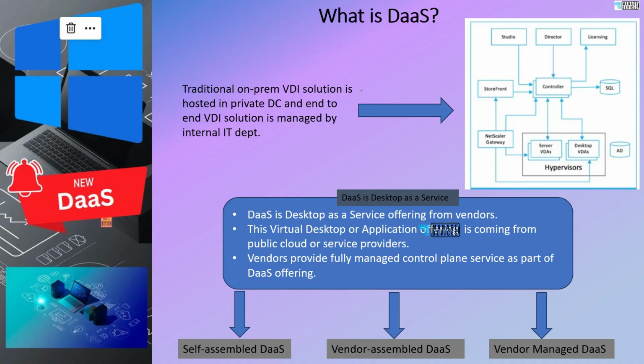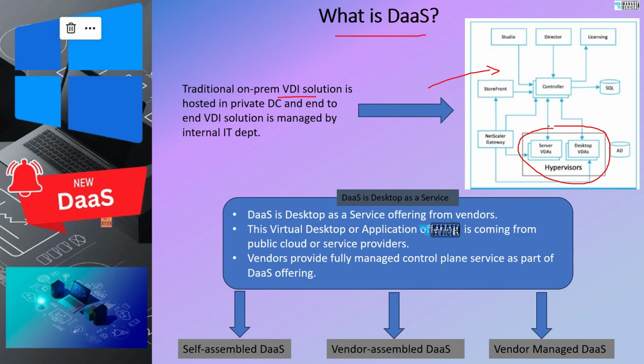First of all, let's understand what is DaaS. Before going into that, let's understand VDI. What is on-prem traditional VDI? If you look at the diagram over here, this is a Citrix flow diagram where you can see different components. Everything is hosted in the on-prem data center. So you should have several servers and a complex architecture.